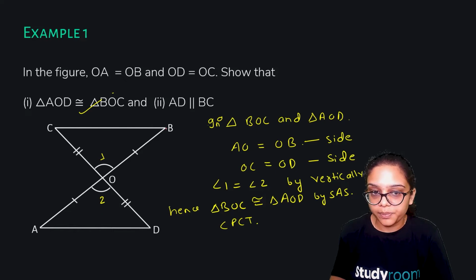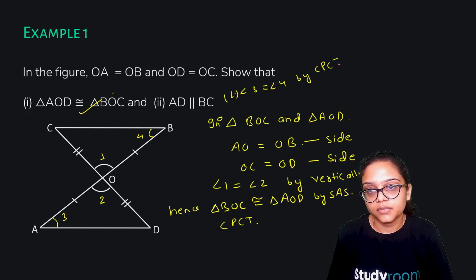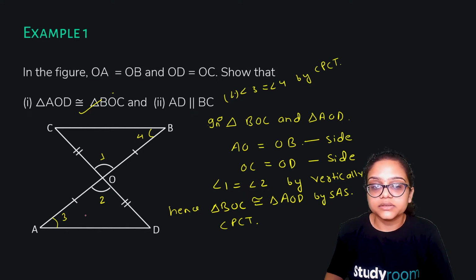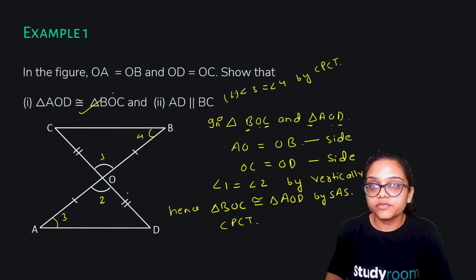AD and BC would be parallel if this angle would be equal to this angle, means 3 and 4. Now, angle 3 would be equal to angle 4. I am talking about B part. Okay, by CPCT. Correct? Because these are the angles of triangle, and with the property A would be equal to B, O is O, and C would be equal to D. But also they are alternate opposite angles. So if they are equal, the lines are parallel. I hope you got my point.